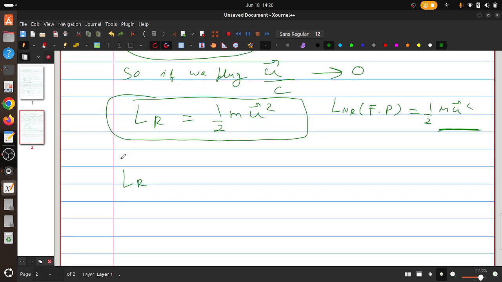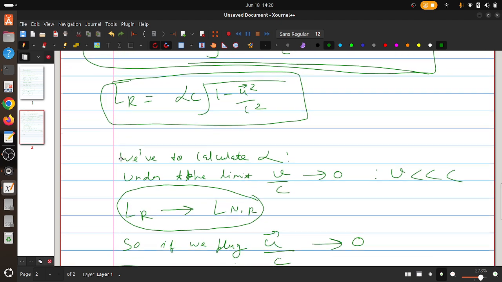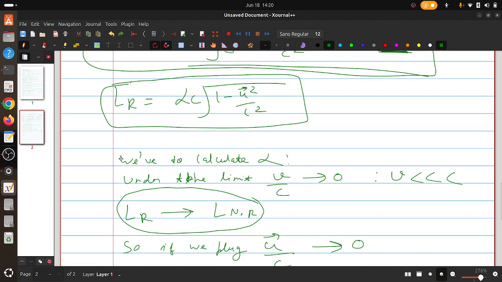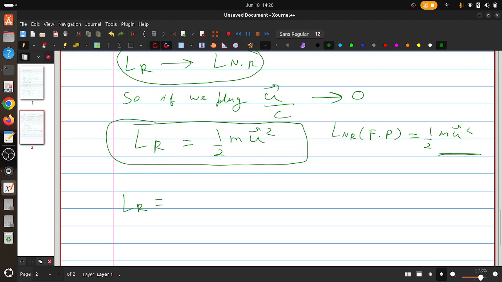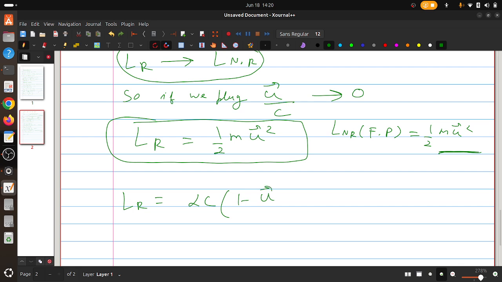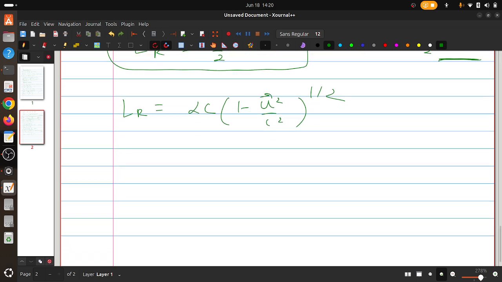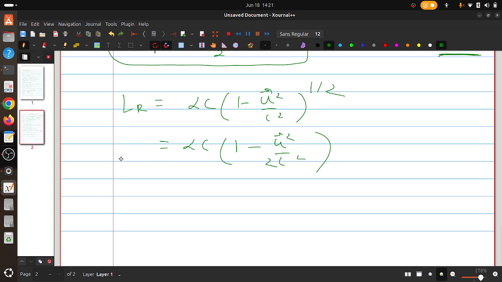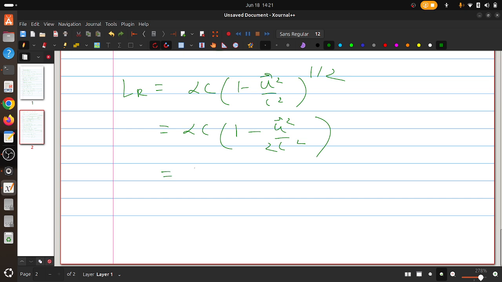So now under that limit, let us rewrite the relativistic Lagrangian. It would be alpha c times 1 minus u square by c square to the power 1 by 2, right? So what we can do is write this in a binomial expansion, and just neglect the rest of the terms. So here we have alpha c minus alpha c by 2 c square times u square. But this first thing is just a constant, right?